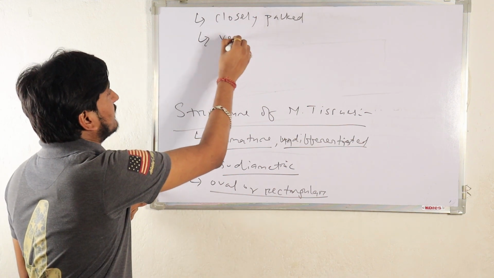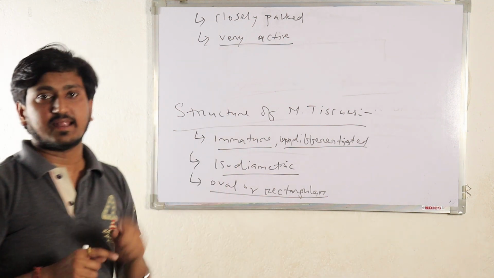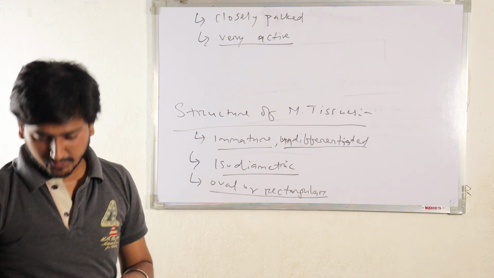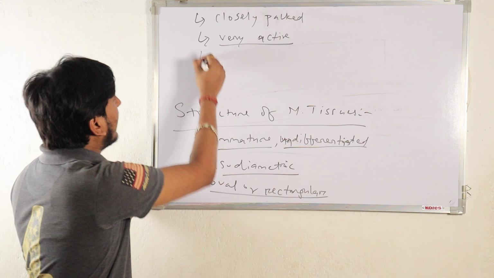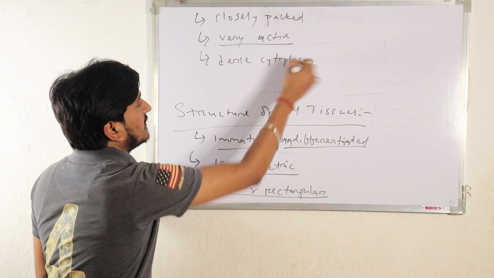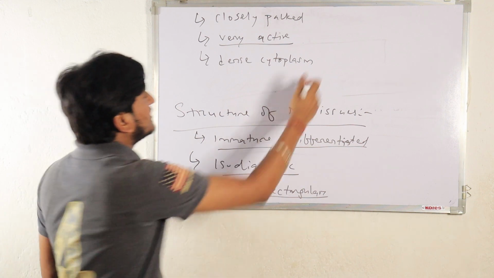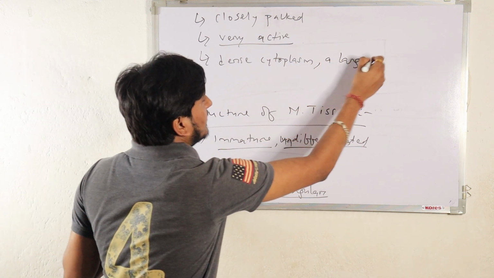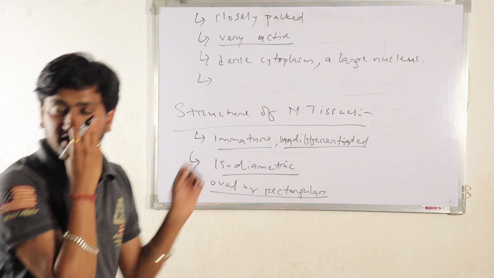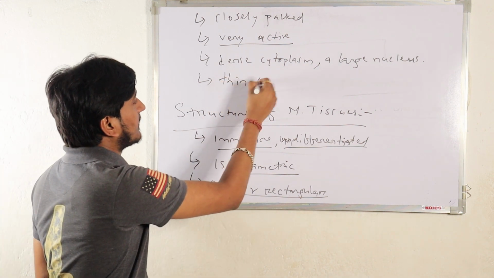Next, they are very, very active. Since they are continuously dividing and forming new cells, it indicates that they are very active. Their division is continuously going on, their functions are continuously going on. And the cells here have dense cytoplasm. They will have a huge mass of cytoplasm within them, and they will have a large nucleus. Dense cytoplasm and a large nucleus are present in the cells of the meristematic tissues.